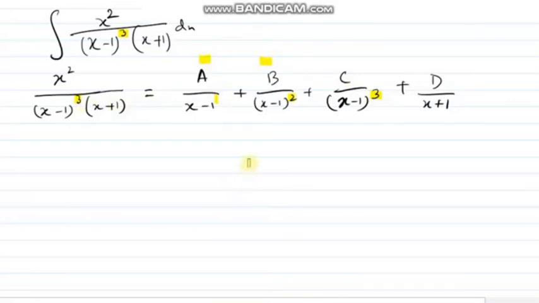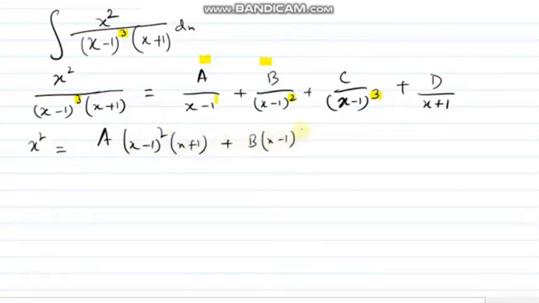Is it fine? Okay. So now if I simplify, I will write x square as a into (x minus 1) whole square (x plus 1), b into (x minus 1) into (x plus 1), c into only (x plus 1) and d into (x minus 1) whole cube.